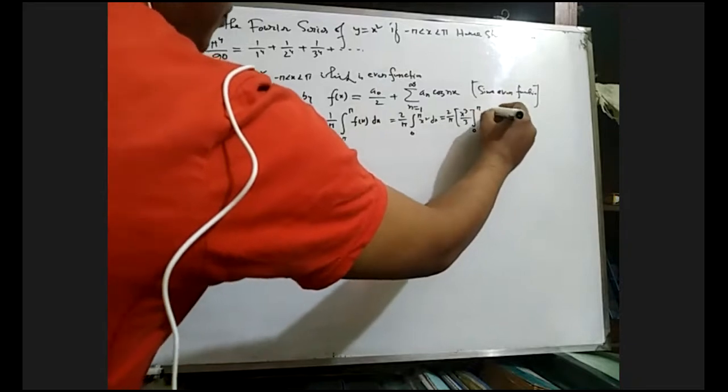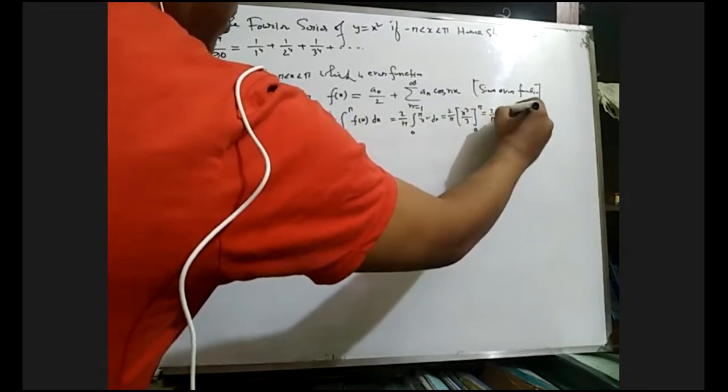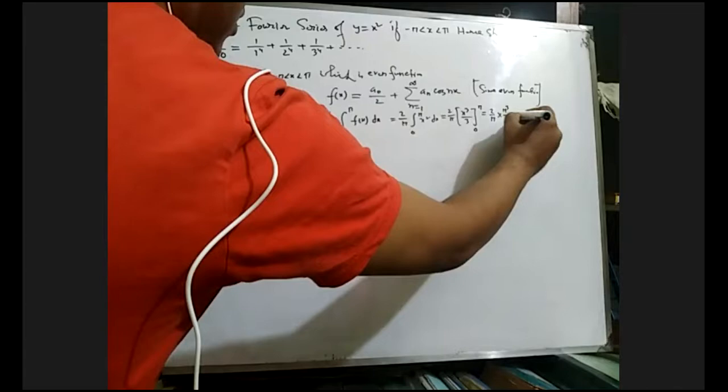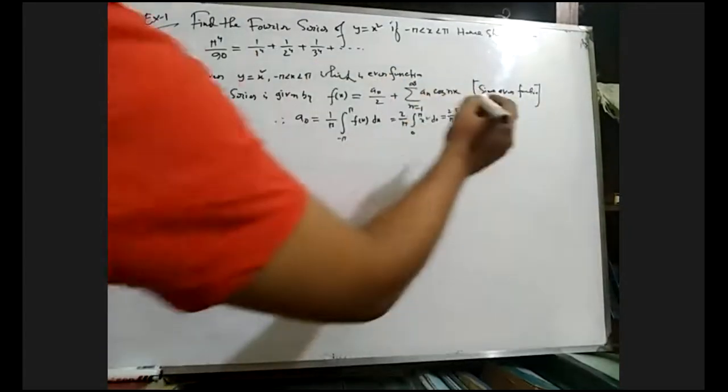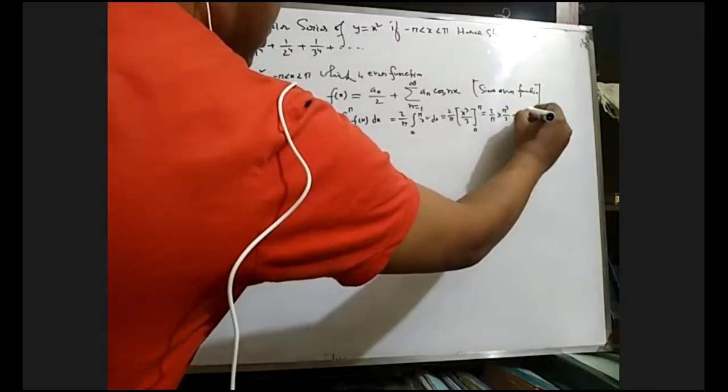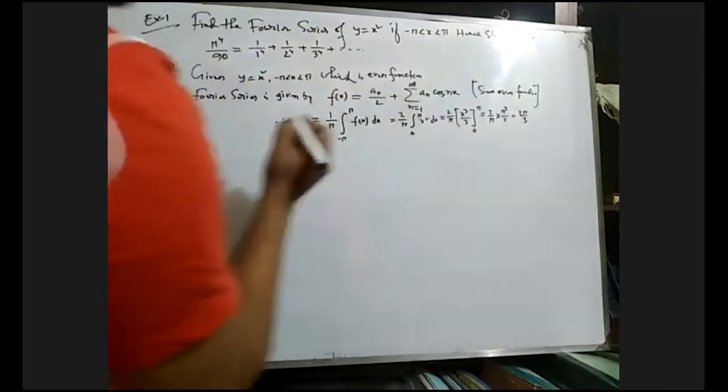So this is a very easy integration, x cube by 3, limits 0 to pi. So 2 by pi multiplied by pi cube by 3. This equals what? Twice pi square by 3, right?